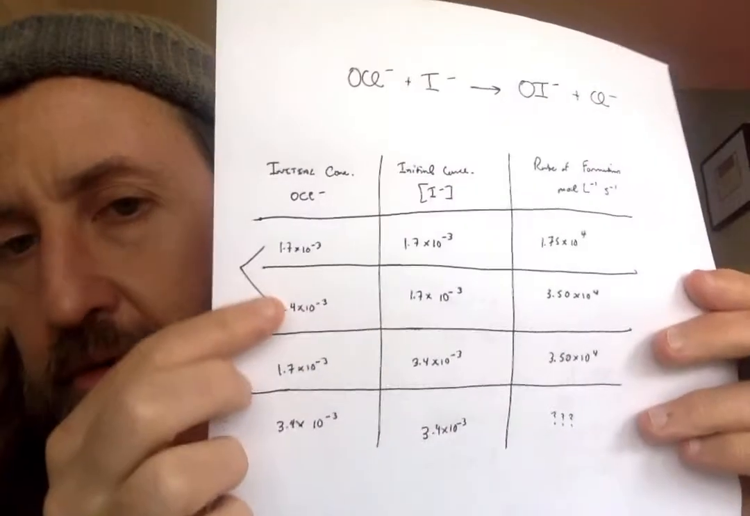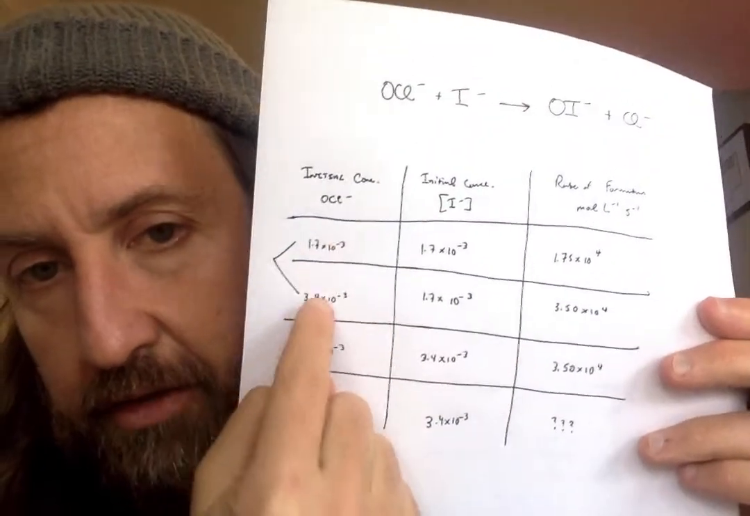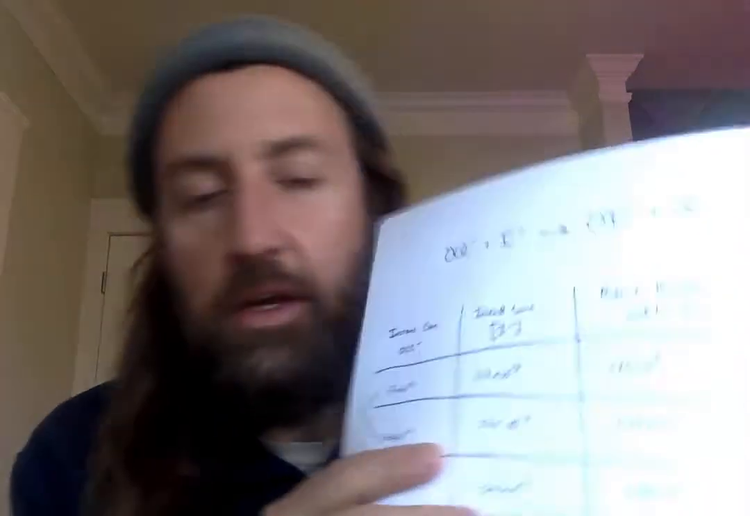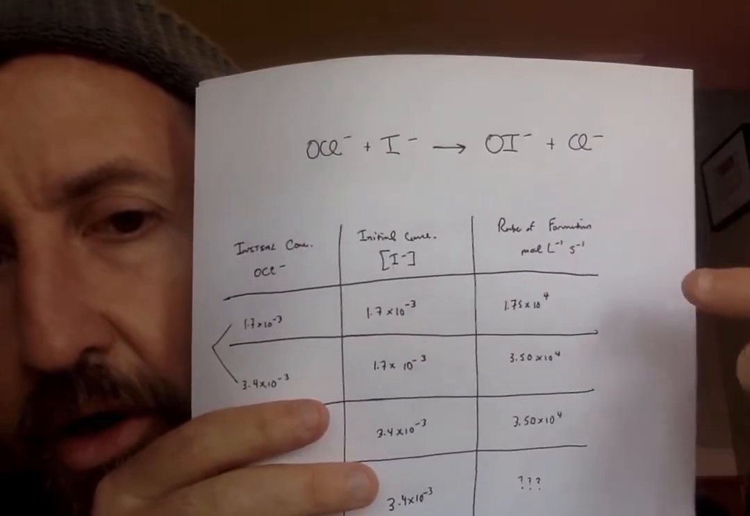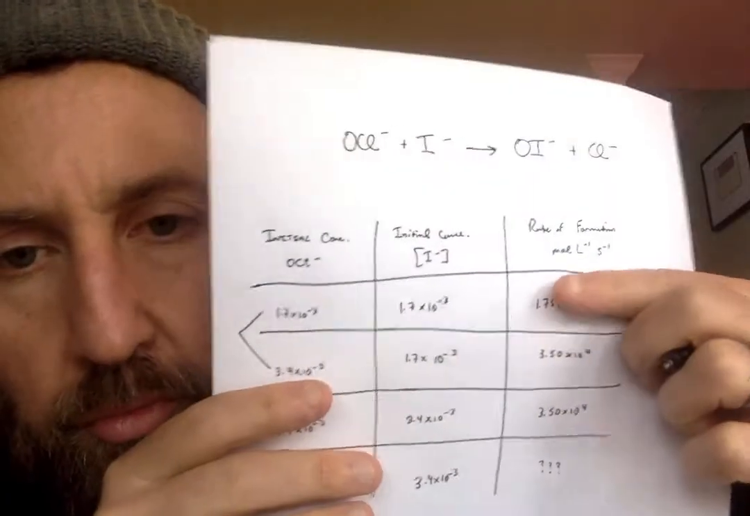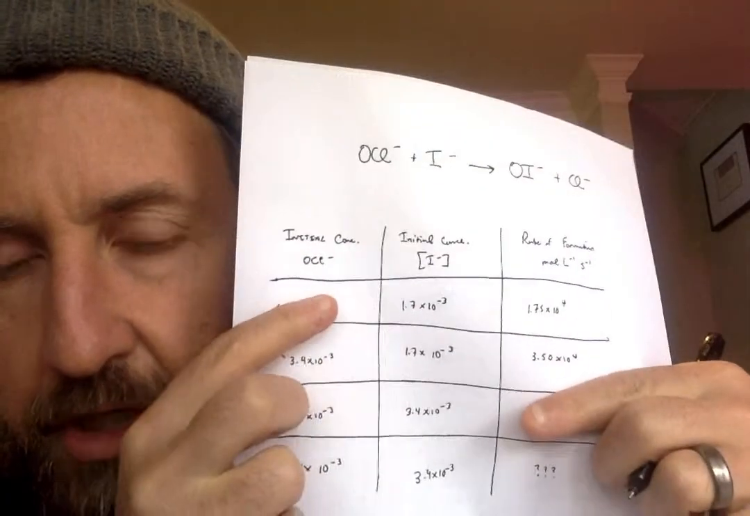Now, for the OCL, it's really simple. I'm doing trial 1 and 2. That doubles, and then we see that the rate doubles as well. So my rate is going to be K OCL. And then the two trials that you want to pick for the iodide are this one and this one, because the OCL stays the same.